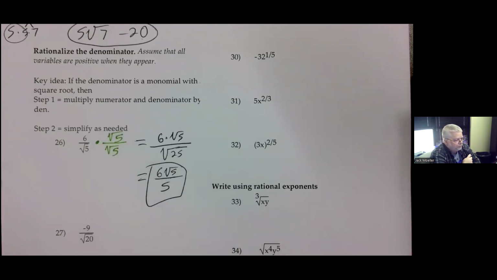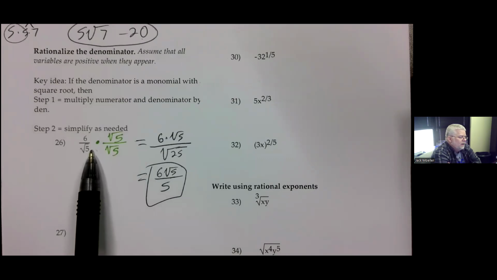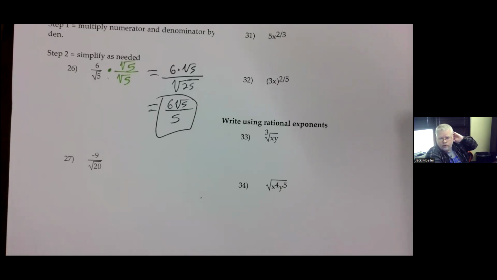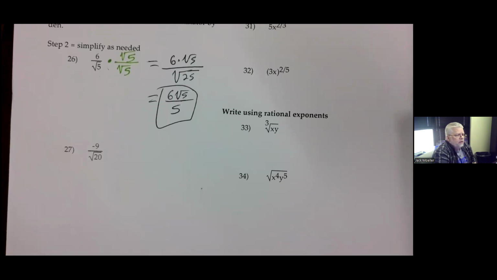If this was a binomial on the bottom, like square root of 5 plus square root of 7, that's a much messier problem. We're not going to go there in this class. That is something like for trig that you'd probably need. All right, one more of these. I'm just kind of dipping our toe in the water for those that are moving on.